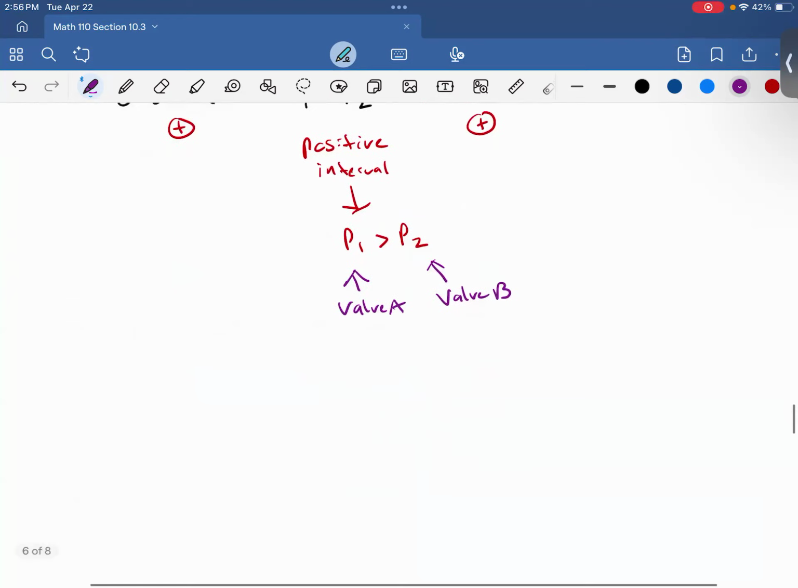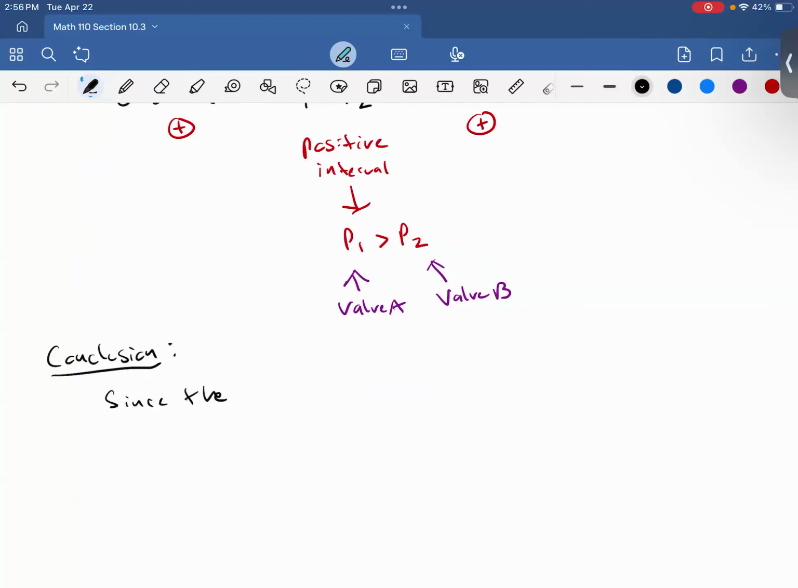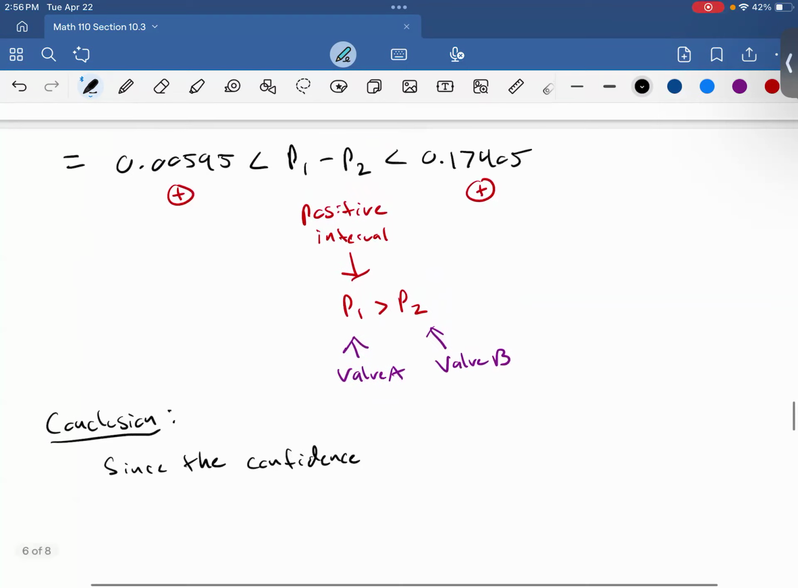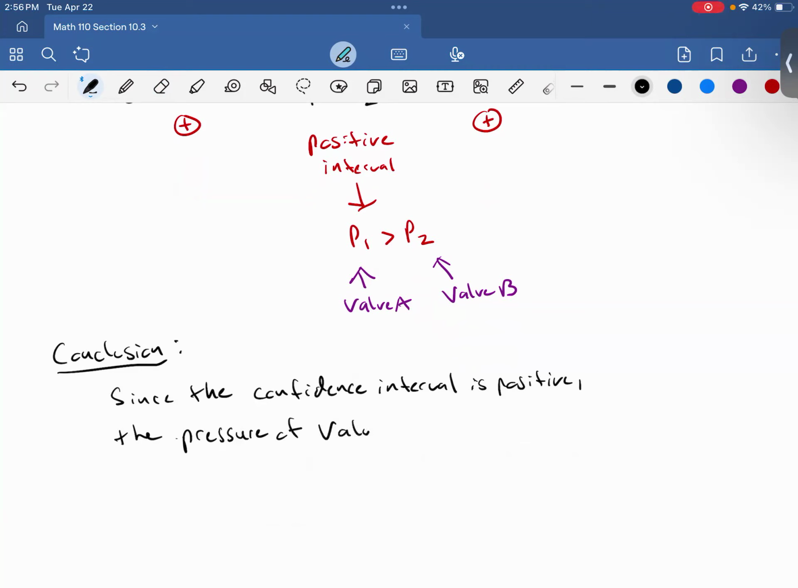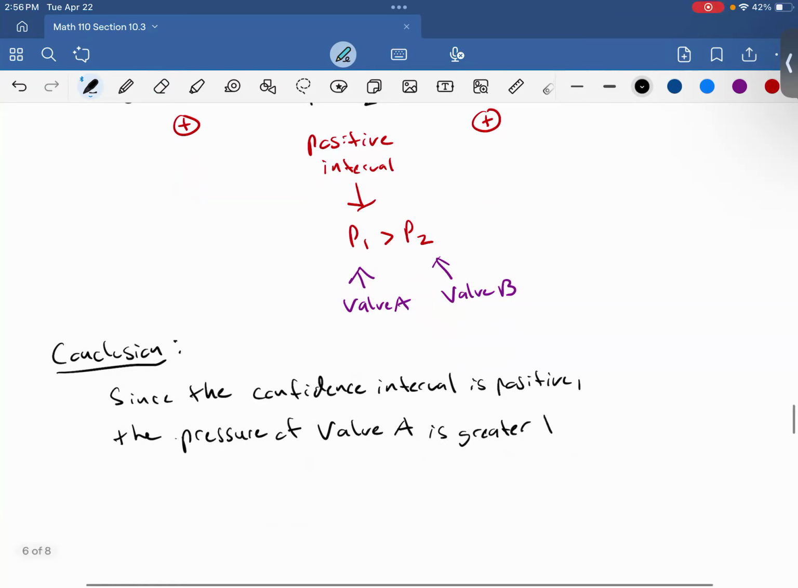Let's go ahead and write a statement summarizing all that we just said. Conclusion: since the confidence interval is positive, the pressure of valve A is greater than valve B.